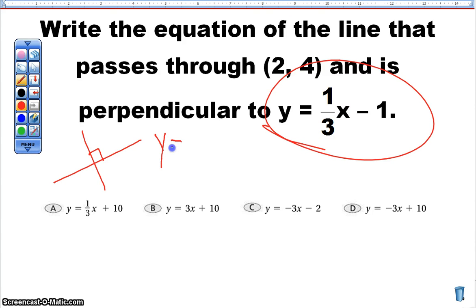So I'm going to put my little stuff up here that I have to fill in. Mine is 1/3. Let's see how good you are. Flip it and change the sign. Yours should be negative 3.